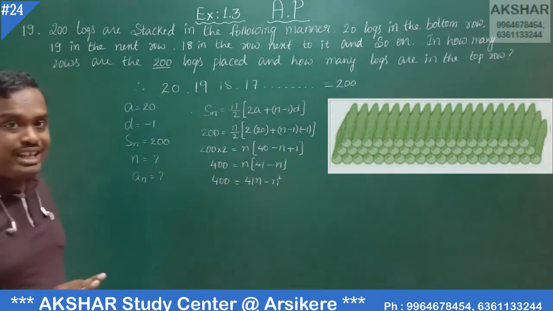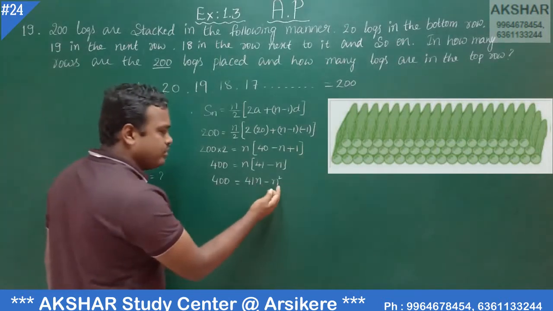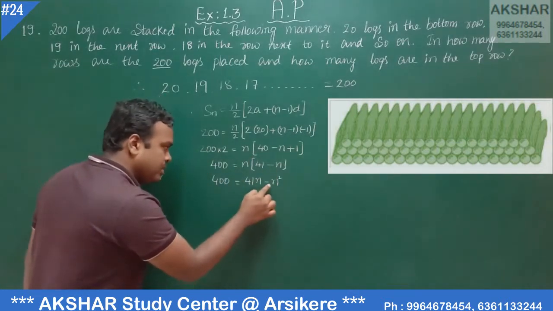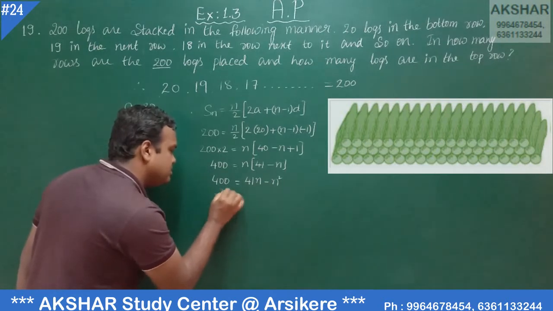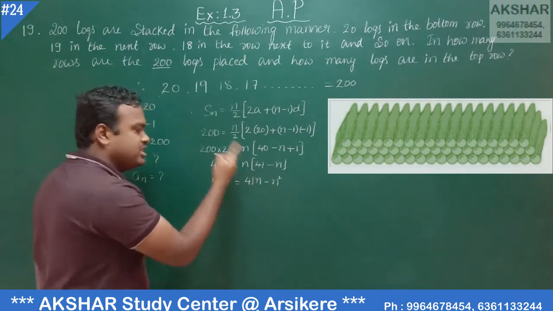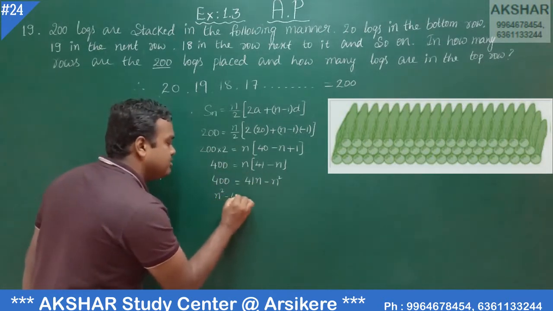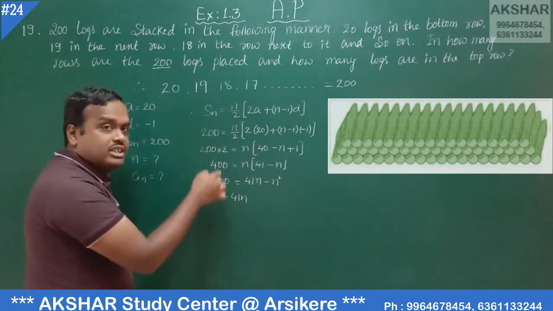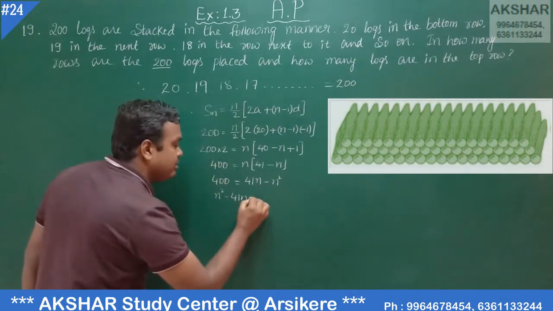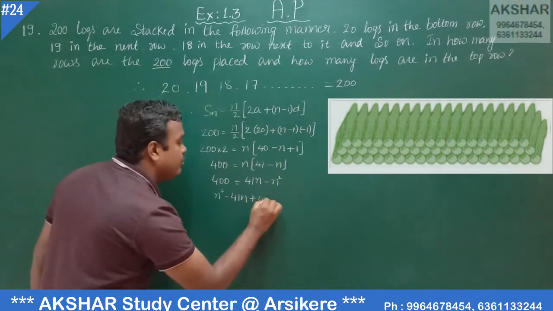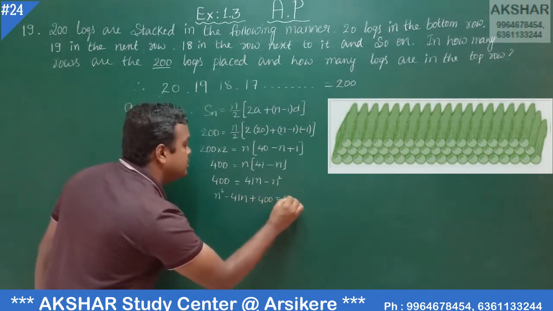Now I will rearrange and write here, n square transposed to the other side, minus n square will become plus n square. Plus 41, transpose means minus 41n. 400 is already here itself. Therefore, I will write plus 400 which is equal to 0.